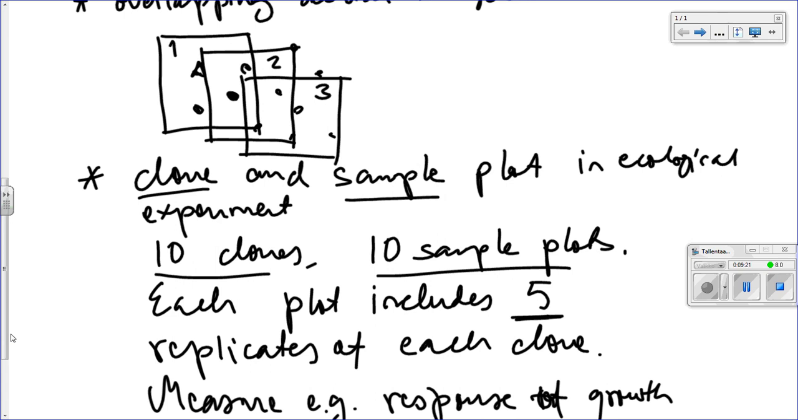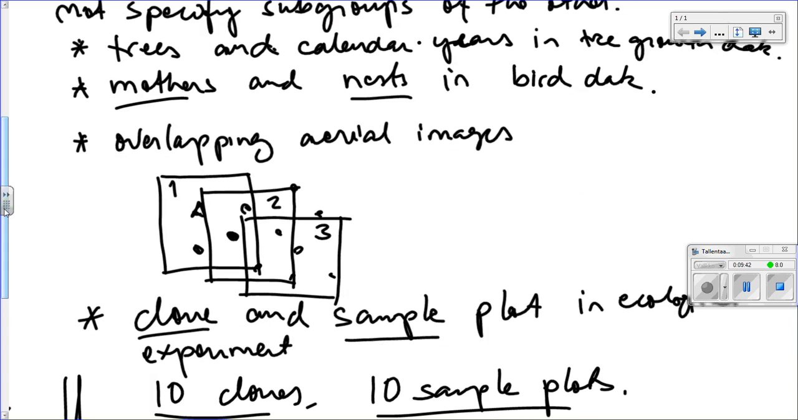This makes a difference to the model formulation, because when we analyze this kind of data, we can have one more random effect in the data. We can have clone effect, sample plot effect, and then we can also have the combination, the interaction between clone and sample plot in this kind of situation. But in the previous cases, we cannot have an interaction by combination of the two levels.